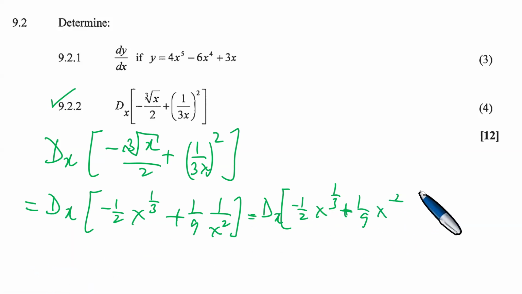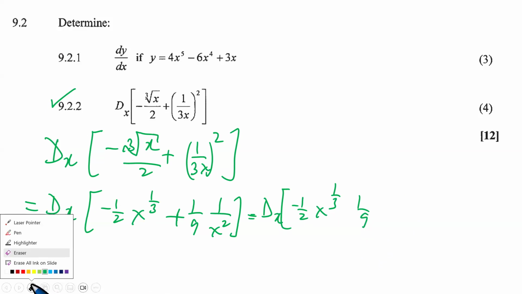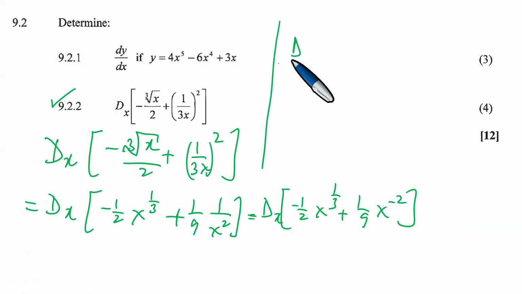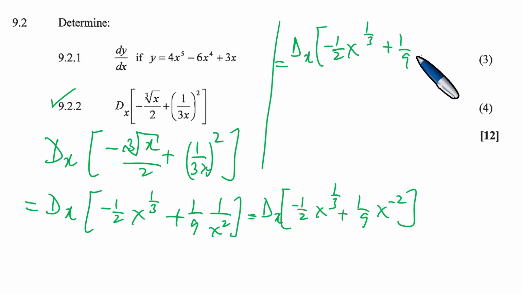x to the minus 2. Right, so we have the plus here. We have the plus here, and this is x to the minus 2, like this. So that we have dx, and this is 1/2 x to the 1/3 plus 1/9 x to the minus 2. Okay, that's what we got. And now what we do with all this, we perform the differentiation.